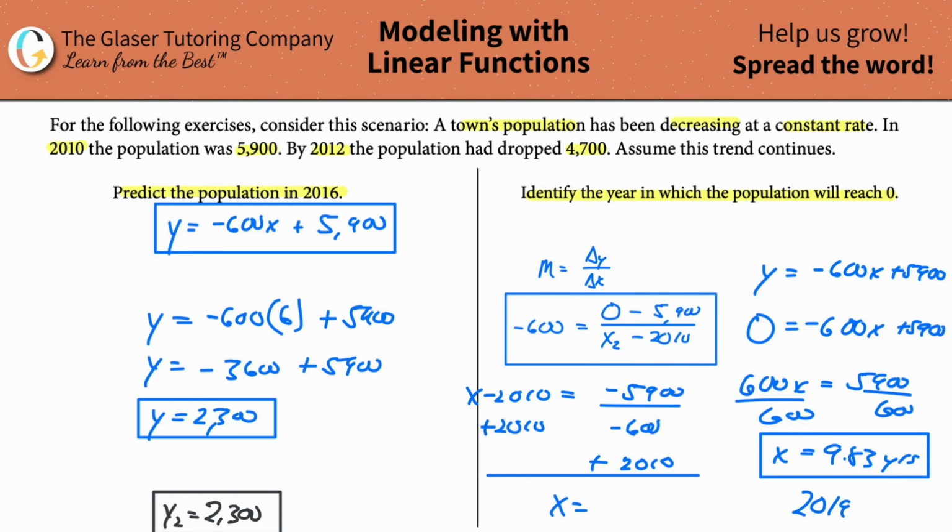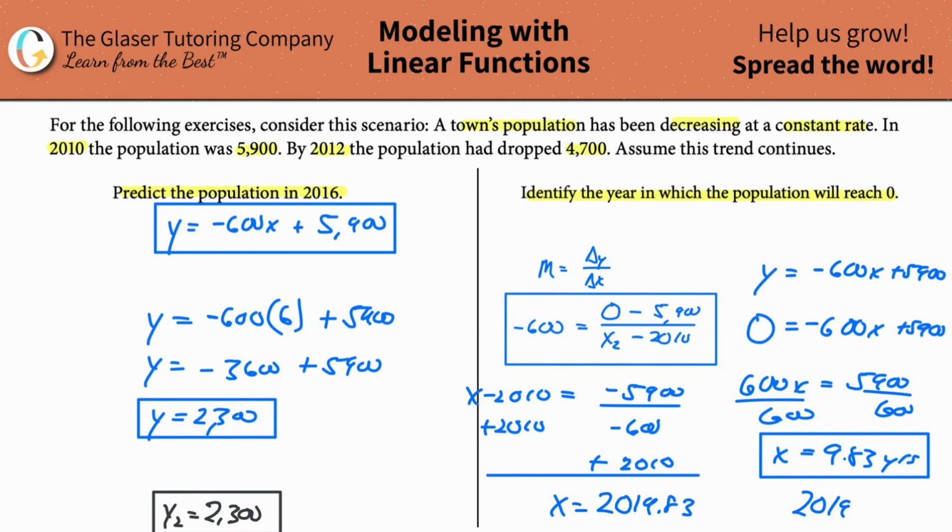So now you're going to divide this first and then add it to that number. Okay? So negative 5,900 divided by negative 600. Add that then to 2010. And what do we get? We get a year of 2019.83. Oh, interesting. It kind of just worked out to be the exact same thing.